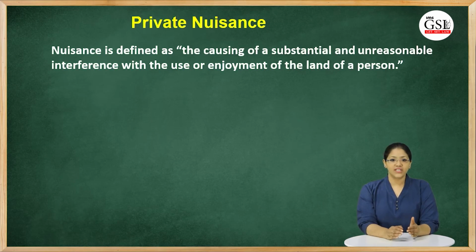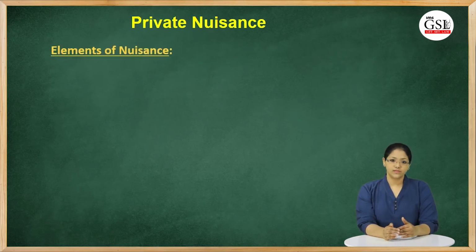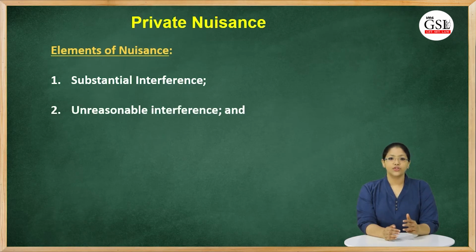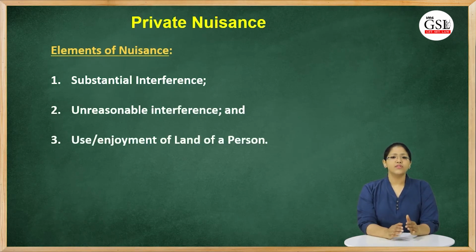Let's break this definition down to its components and get to the essential elements for nuisance. First, substantial interference, and second, unreasonable interference. Third, use or enjoyment of land of a person. The first element makes it essential for the interference to be actually substantial in nature. For minor annoyances, the tort of nuisance is not applicable.